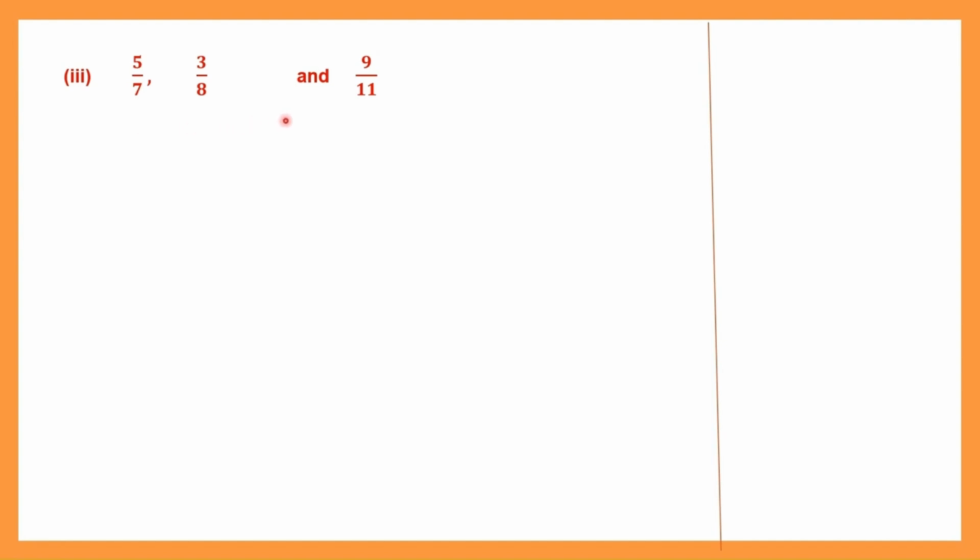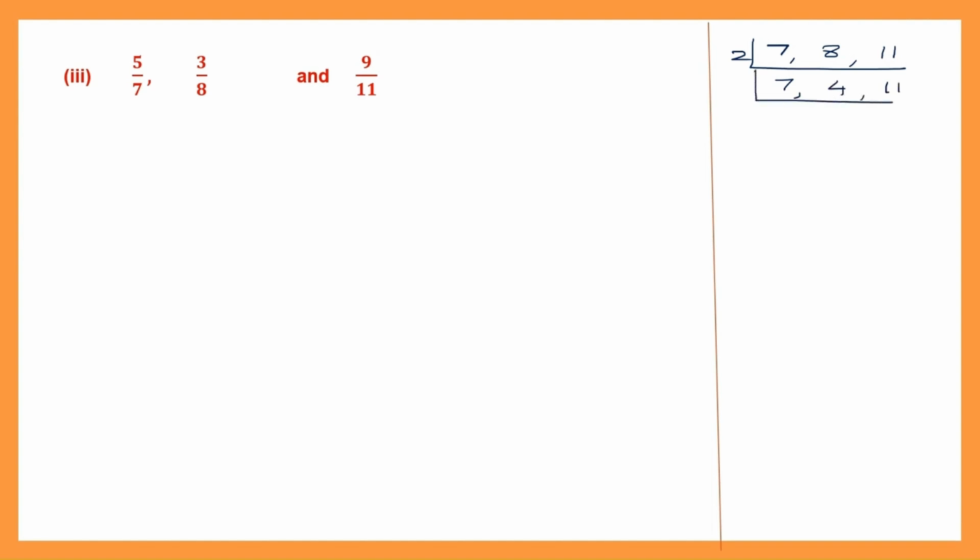Now to arrange these unlike fractions in descending order, we have to find the LCM of the denominators. So let's find the LCM of 7, 8 and 11. Let's begin with 2. 7 comes down as it is. 2 fours are 8. Then we have 11.